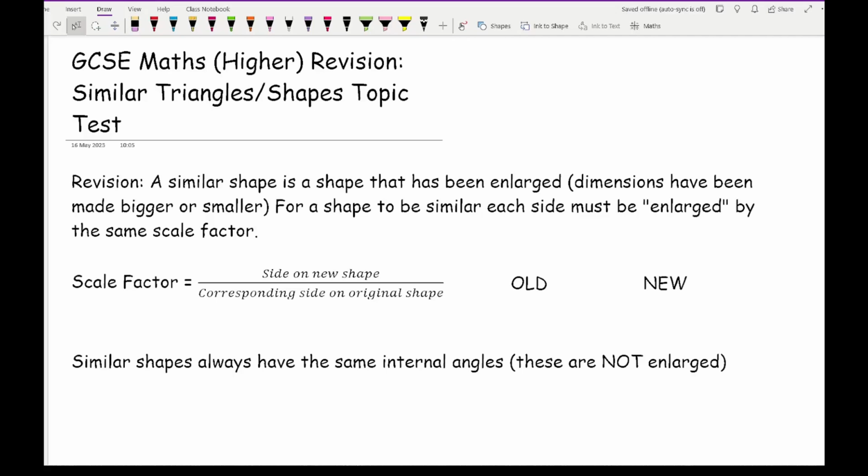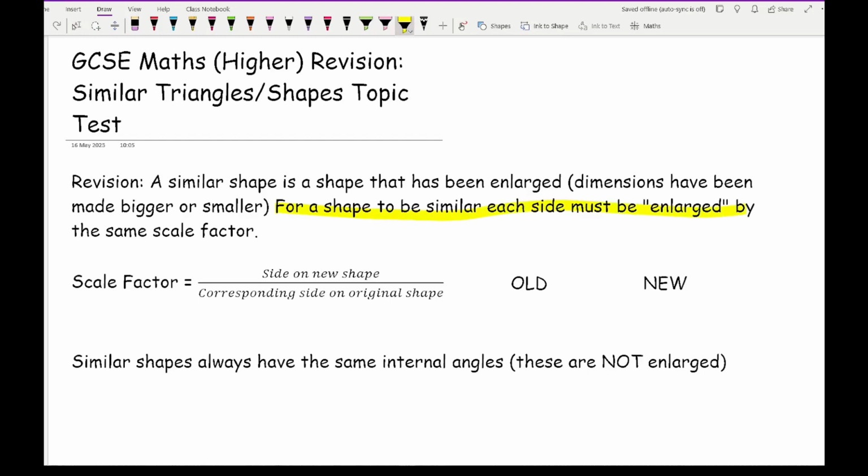Now before we get started working through some past exam questions relating to similar triangles and similar shapes, let's just have a quick overview over the whole topic. A similar shape is a shape that's been enlarged, where the dimensions have been made bigger or smaller. For a shape to be similar, each side must be enlarged by the same scale factor, and that's really an important concept that we need to know.